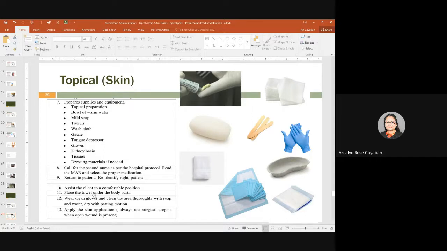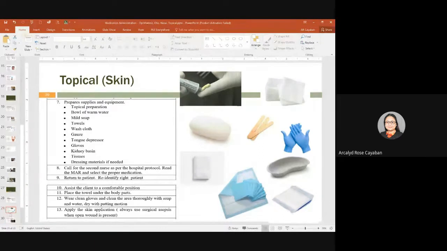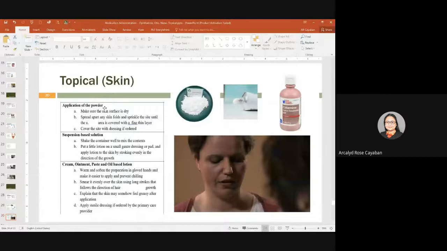Now, we have to place what? The towel under the body part to be cleaned. Okay, to be cleaned. Of course, you have number 12, you have to wear clean gloves and clean the area through what? Soap and water and dry it with a patting motion or dabbing motion. Now, once the skin is ready or pre-prepared, now we can apply application to the skin. Please take note that when we apply topical medication, we always use surgical asepsis, especially when the wound is present. Surgical asepsis technique. Okay, we have different forms of topical medication. It could be a form of powder. So when it is a powder, we have to make sure that the skin is dry.